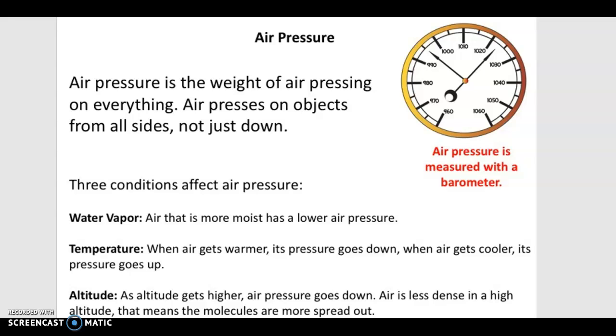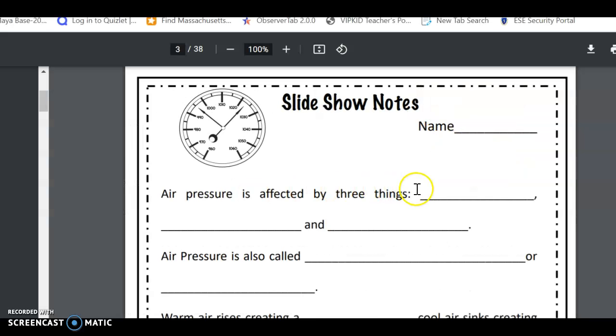You're going to see a couple of experiments with an egg in a bottle, a balloon in a bottle, and a candle under a jar that will demonstrate what happens when we change the temperature inside somewhere and how that affects air pressure. And altitude, like we talked about with the airplane. So how high or low you are. So if you go up a big mountain, the pressure gets lower, and as you come down, the pressure gets higher. So on your paper, you're going to fill in those three things. So right here, we have water vapor, temperature, and altitude.